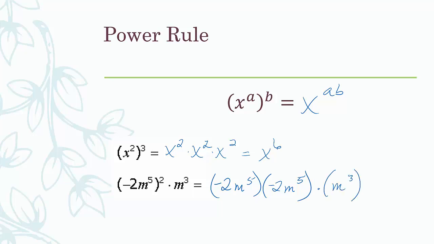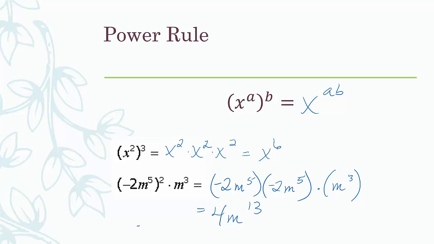Okay, so we've got negative 2 times negative 2, which is not negative, it's positive 4. Positive 4. And then we add up our m's. M to the 5th times m to the 5th, that's m to the 10th, times m to the 3rd is m to the 13th. Okay?